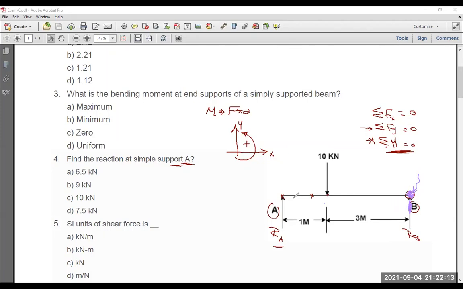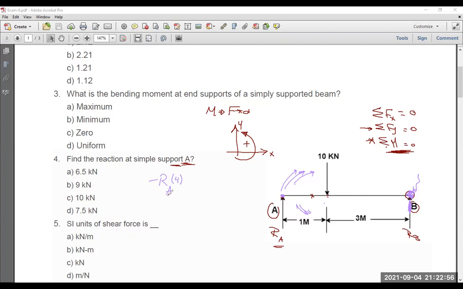Let's start. What are the forces here? First one is the reaction at A. This reaction will make rotation around point B, clockwise or counterclockwise? It will be rotated like this around this point, so it is clockwise, but I put counterclockwise as positive. So clockwise means negative. So I write minus RA multiplied by the distance from the force to the moment point, which is 3 plus 1, 4 meters.